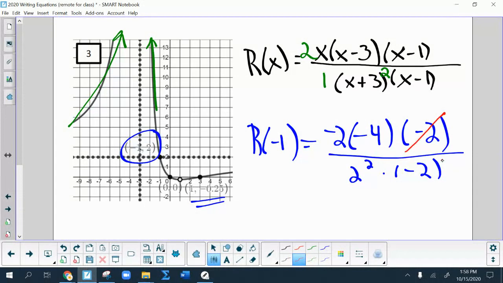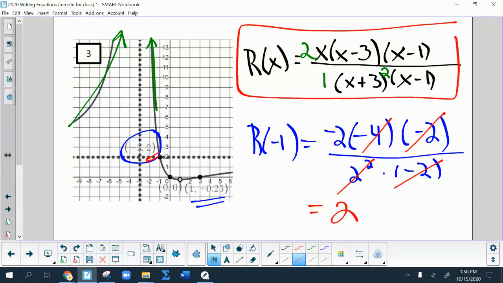That goes away completely. This is a +4 and a -4, but the 4s cancel, and now I have a -2 times a -1, which is a +2, which is what that value was. So this is the solution to problem number 3.